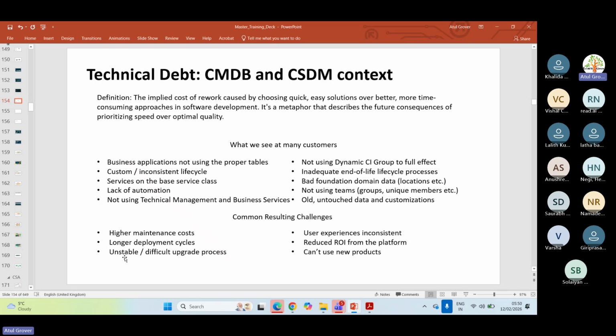We talk about technical debt. To be frank, this is a very fancy word in the market nowadays. Very fancy word.